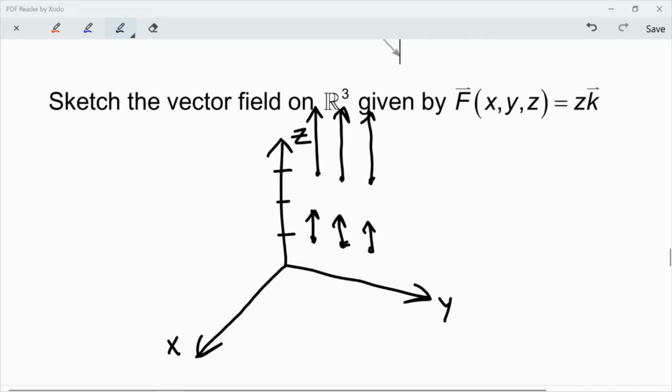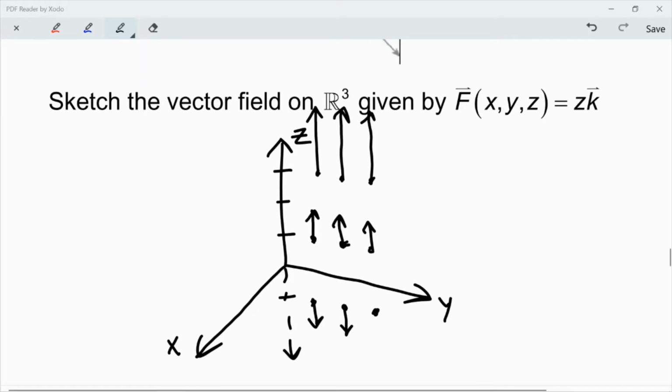Now, if I were in the negative region, this is where it gets a little more difficult graphing in 3D because it's hard to really reference where you are when you're in the negative region. But if I were to go down here in the negative direction, let's say 1 unit, then I'd have a vector here pointing down 1 unit in length, right?